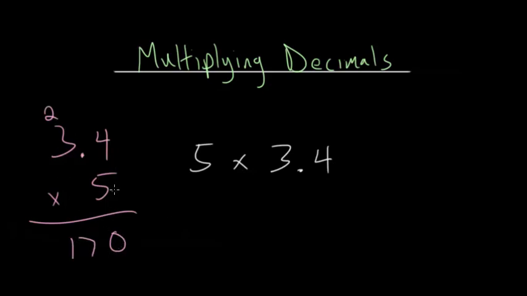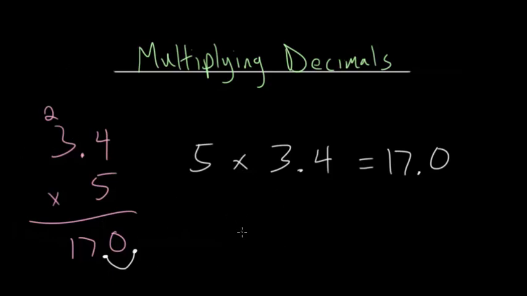And then at the end of this problem, you want to count up how many total decimal places you had in each of these factors. So you just had 1 there, and you had none there. So in total, you had 1 decimal. So you go to your answer, you start all the way on the right, and we'll just go 1 decimal place over. So this becomes 17.0.